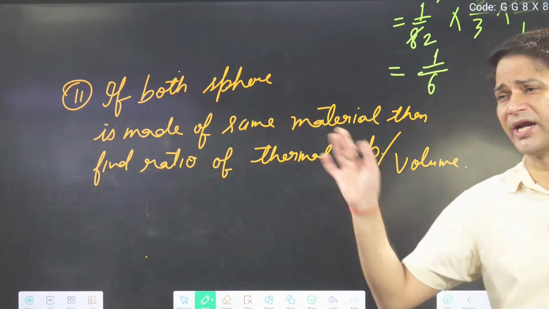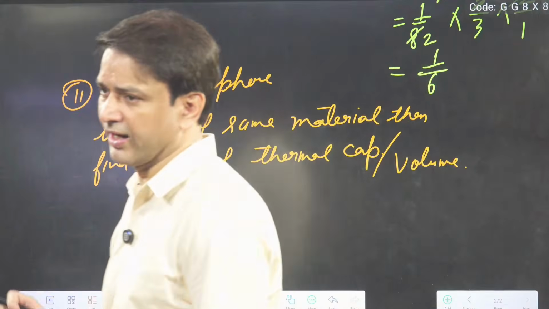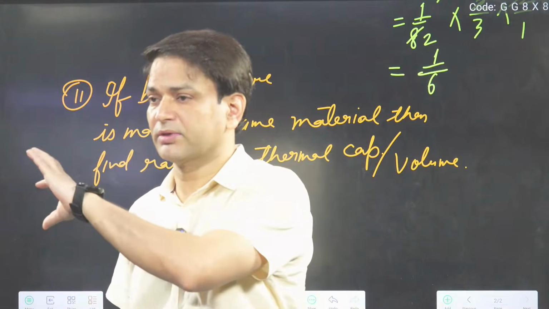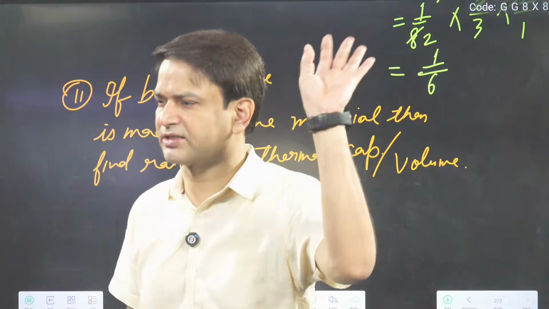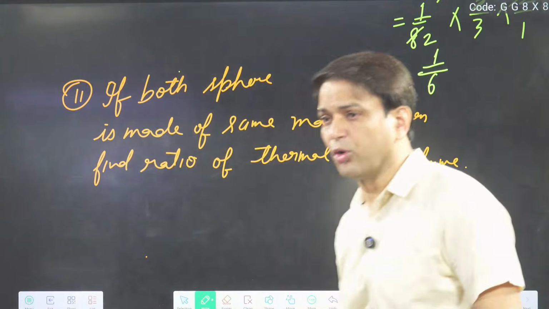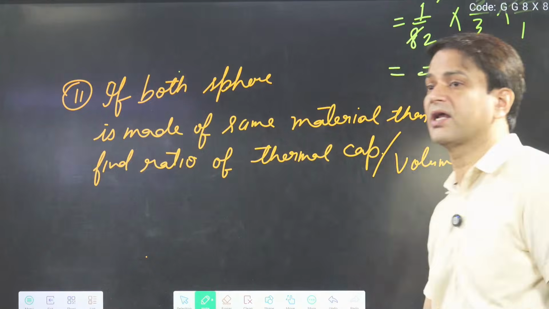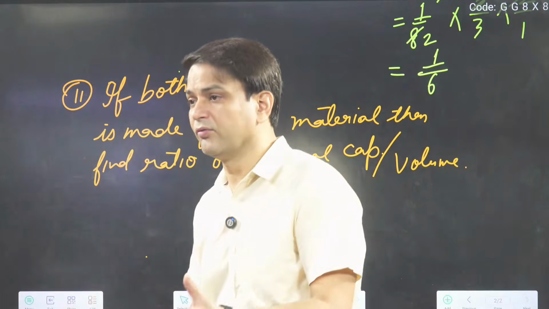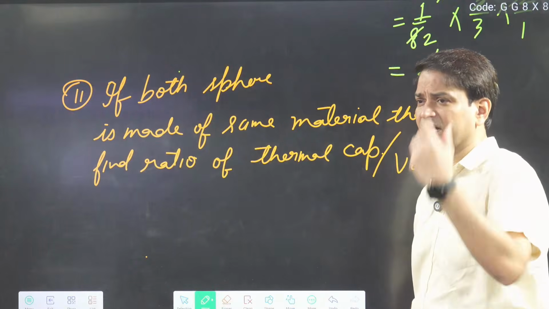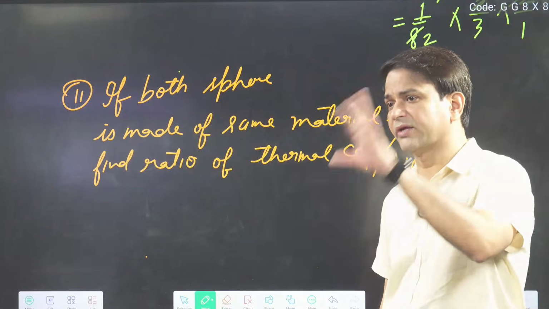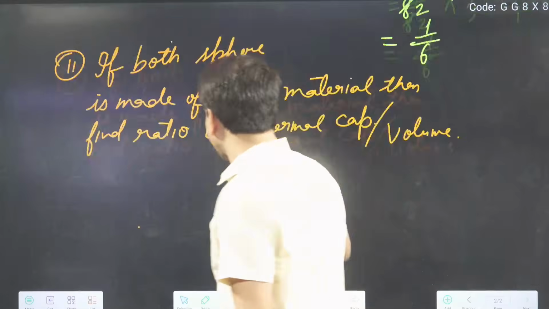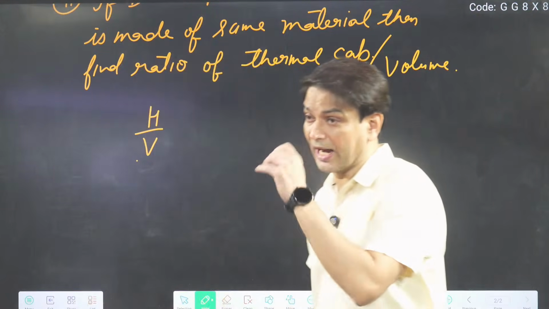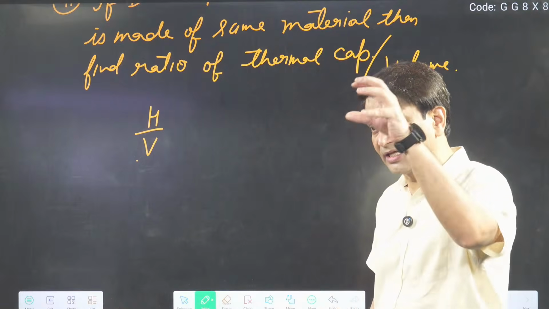Suppose the radius ratio I have not given. Only one thing I gave: both solid spheres are made of the same material. And I'm asking for the ratio of thermal capacity per unit volume. Whether I gave the radius ratio or not doesn't matter. I need the ratio of H by V. I don't need H1 by H2.